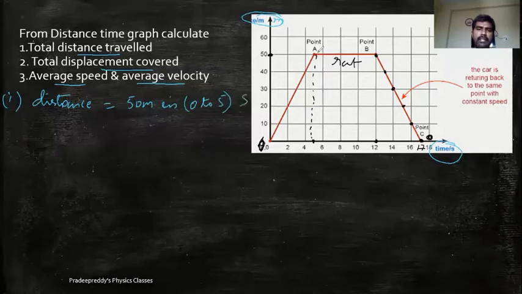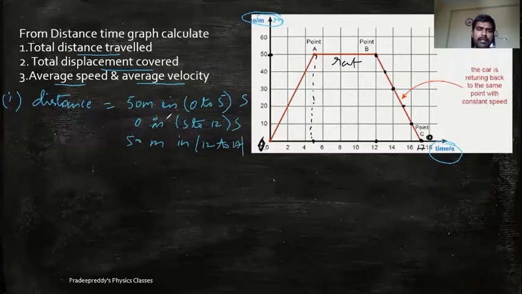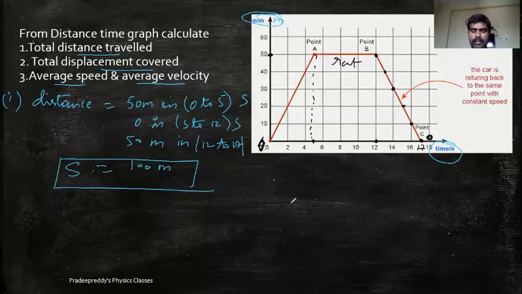Next, from 5 second to 12 second, it is at rest. And next, 50 meter in 12 to 17. What is the total distance traveled? 50 plus 50, this is equal to 100 meter in 0 to 17 second. This is the distance traveled. Total it is 100 meter, right?